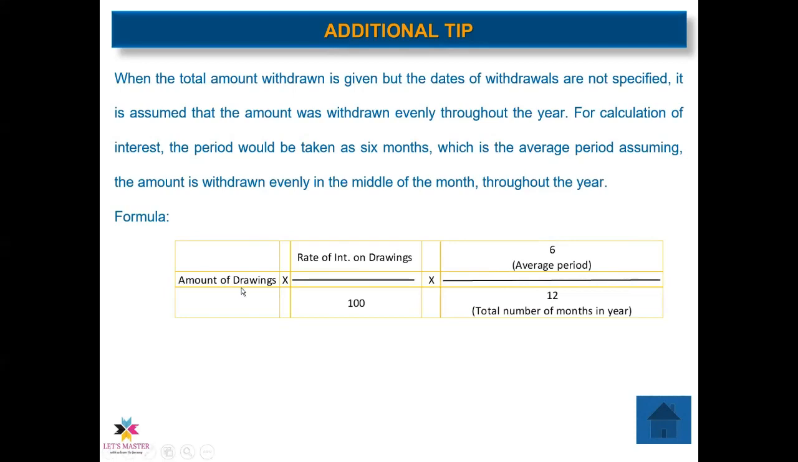And here, remember, the split is not given that when the amount was withdrawn or how the amount was withdrawn. So the total amount of drawings would be considered as amount of drawings. Then rate of interest on drawings, the rate at which we need to charge interest on drawings, divided by 100 multiplied by average period, and average period is 6 months divided by 12.